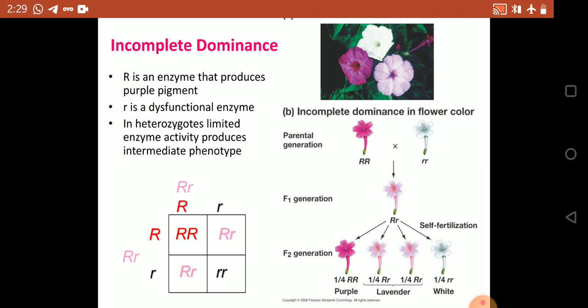Here there will be a combination of dominant as well as recessive. That is how the combination of both colorations takes place, and that leads to the formation of pink color, or lavender when it is coming from purple. This is how incomplete dominance takes place.